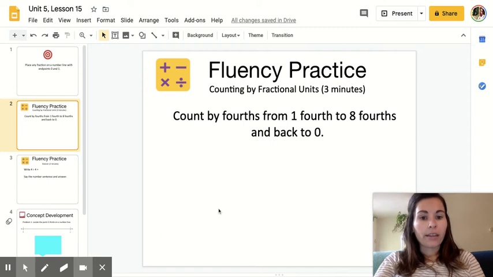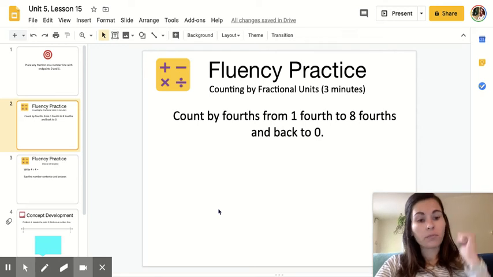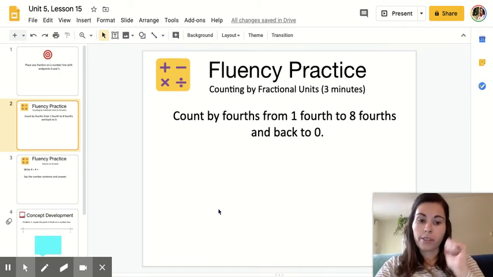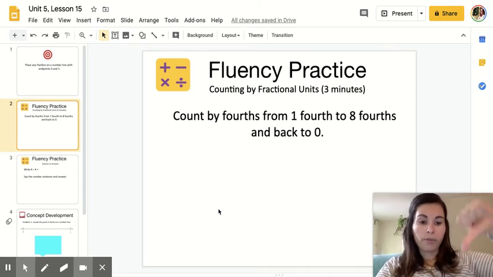We're going to start by counting by fourths from 1/4 to 8/4 and then back to 0. Follow my thumb. 1/4, 2/4, 3/4, 4/4, 5/4, 6/4, 7/4, 8/4. Now we're going to come back down. 7/4, 6/4, 5/4, 4/4, 3/4, 2/4, 1/4, 0/4.